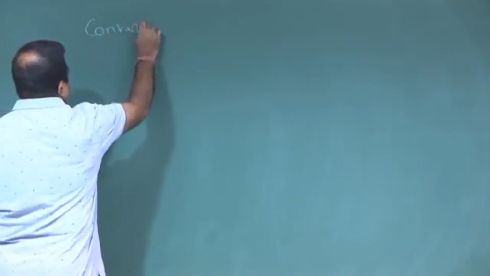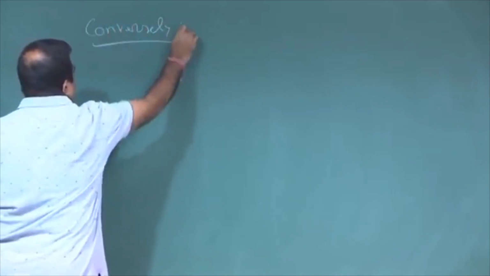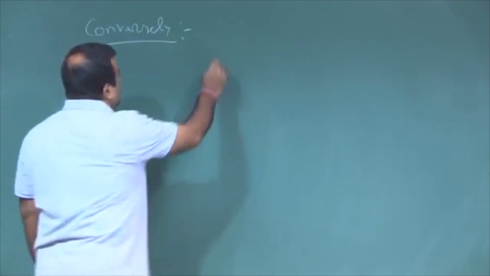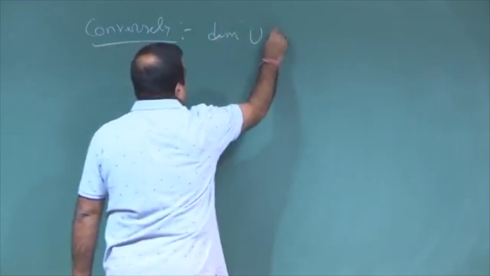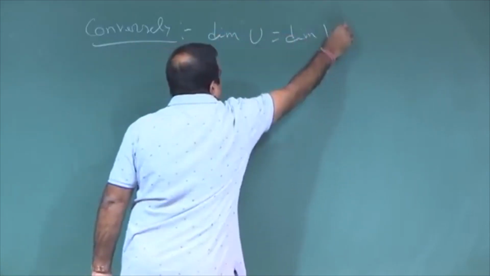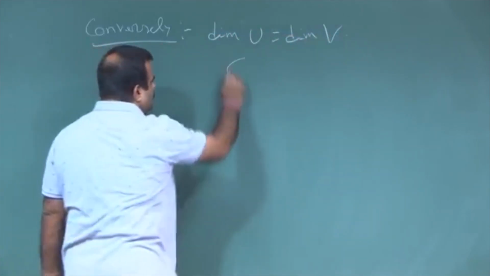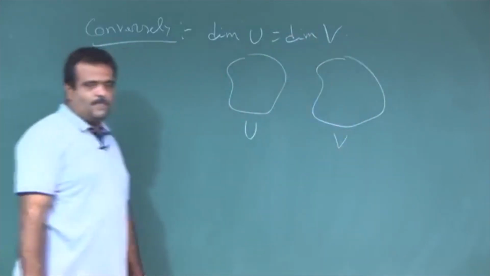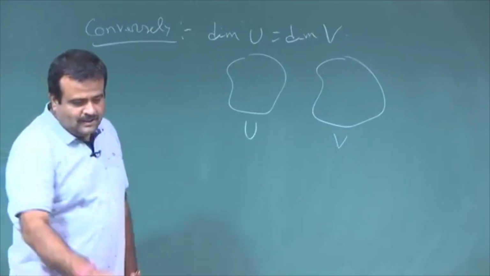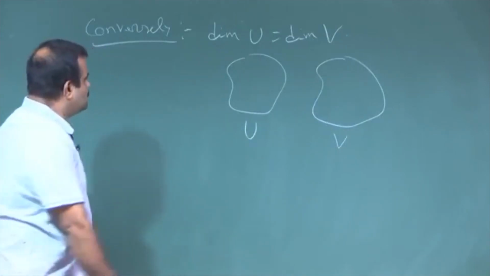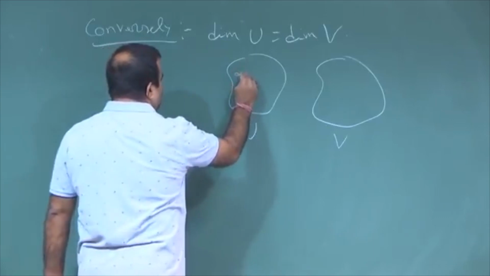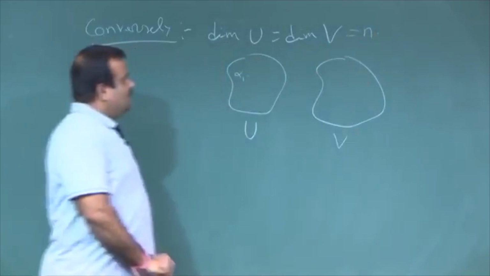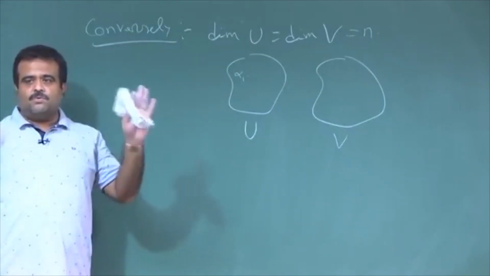Conversely, suppose the dimension of U is equal to the dimension of V. We have two vector spaces U and V which are finite dimensional and their dimension is the same. So, now let us take a basis of U, say alpha 1, alpha 2, and so on, with dimension n. There are n vectors in the basis for both U and V.